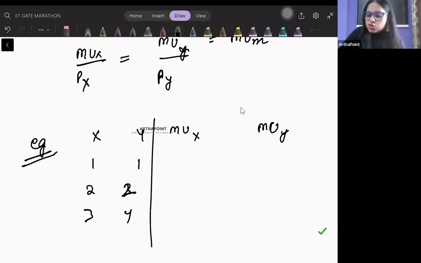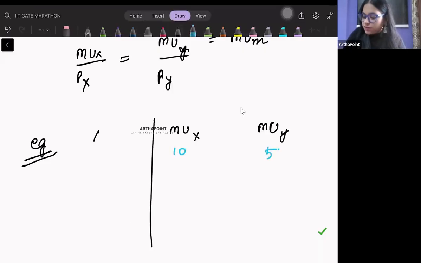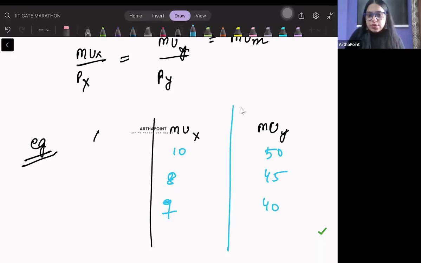I think I took this question in 100 CUT test series. So you're given these marginal utilities, 10, 50, 8, 45, 7, 40, something like that is given, MUX and MUY.